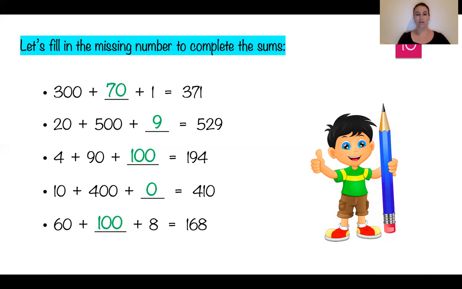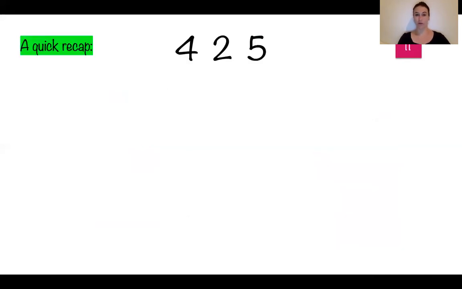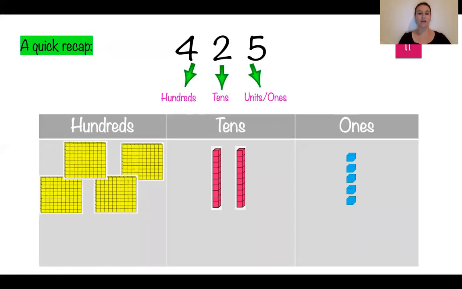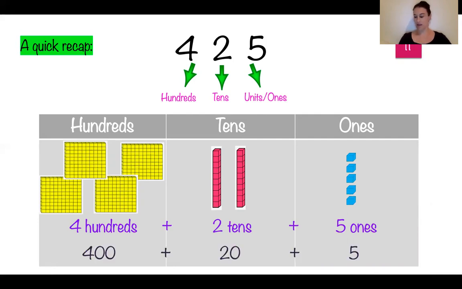Okay, good job. Right, we're going to do a quick recap of one more number of all the things that we've covered today. The number is 425. We can say that there are 4 hundreds, there are 2 tens, and there are 5 units or ones. We've got 4 of the 100 blocks. We've got 2 of the tens, and we have got 5 of the units or the ones. 4 hundreds plus 2 tens plus 5 ones. And in expanded notation, we write that as 400 plus 20 plus 5.